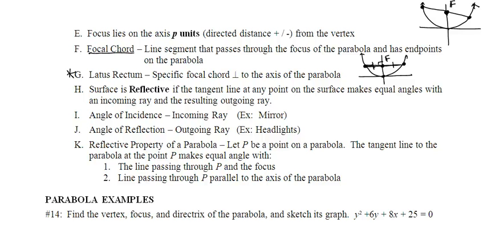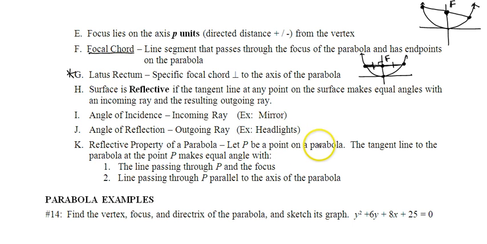A couple other things that are used a little bit with some of the word problems: the surface is reflective if the tangent line at any point on the surface makes equal angles with an incoming ray and the resulting outgoing ray. We won't deal with too many questions that deal with this, but it is a property of parabolas. The angle of incidence is your incoming ray, which would be like a mirror. Then your angle of reflection is your outgoing ray, like the headlights. Reflective property of a parabola.